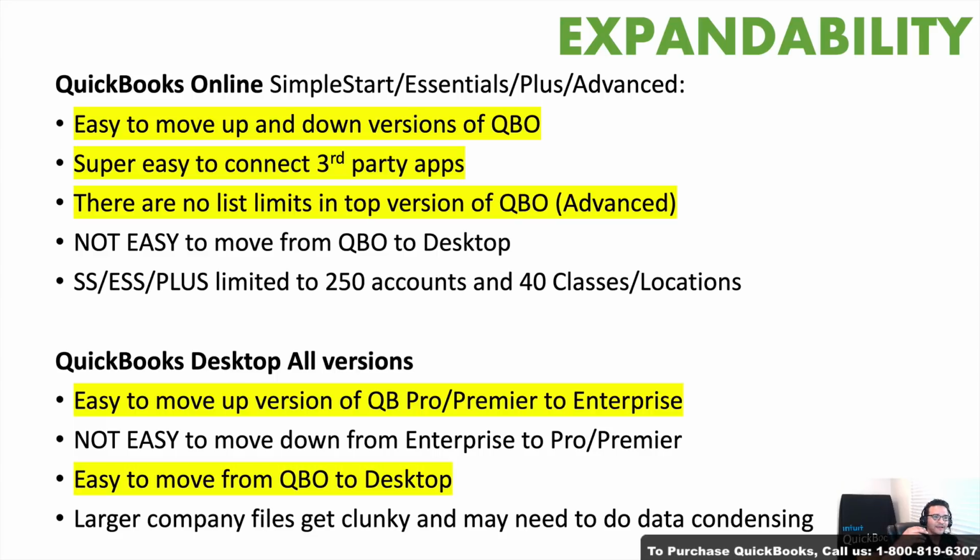As a matter of fact, the library of third-party apps that QuickBooks Online can connect to is astonishing. If you go to apps.com, you can see everything that's in there. There are no list limits on the most advanced version of QuickBooks Online, the Advanced version, which is about $150 a month, significantly less than most QuickBooks Enterprise versions. So when it comes to expandability, QuickBooks Online is good overall.